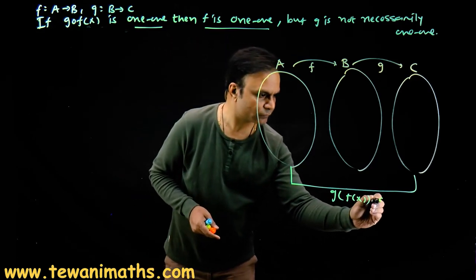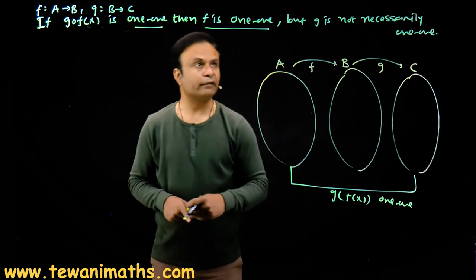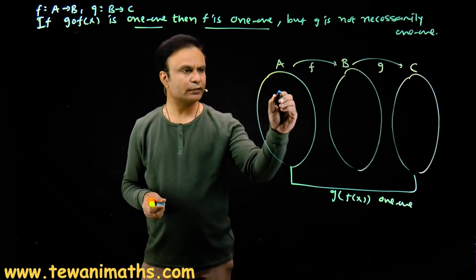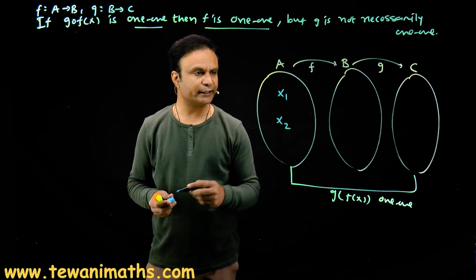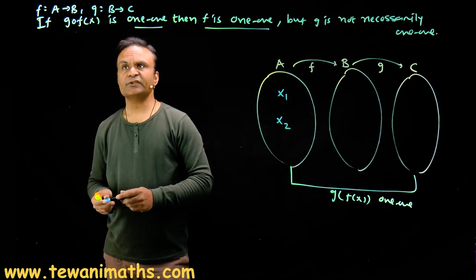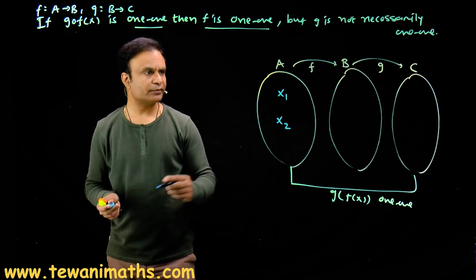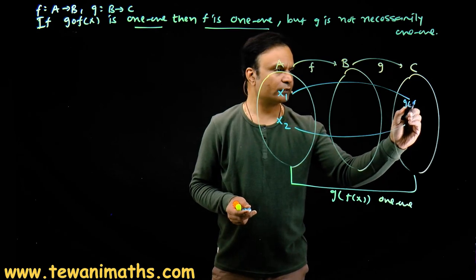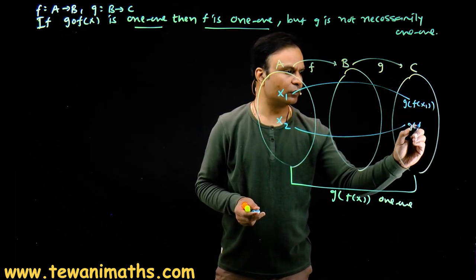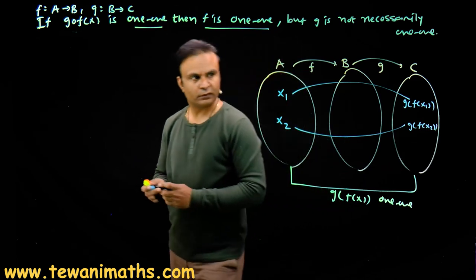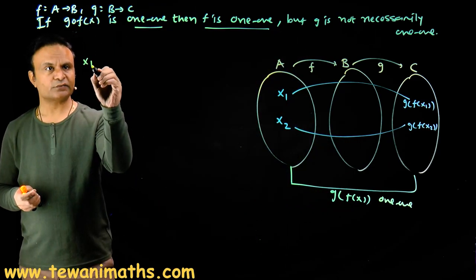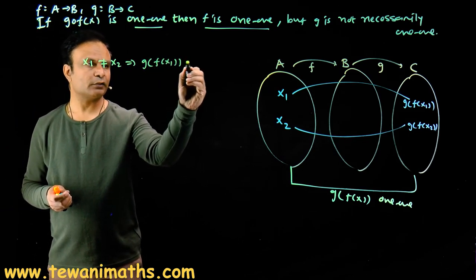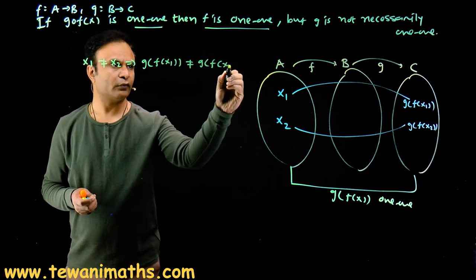Now this function is 1-1, and we have to prove that f is 1-1. Okay, let's start this way. Consider two pre-images in set A. Now it is given that function g of f(x) is 1-1. That means we have two different images here. We have g of f of x1 and g of f of x2. We can say that if x1 is not equal to x2, then g of f of x1 is not equal to g of f of x2.